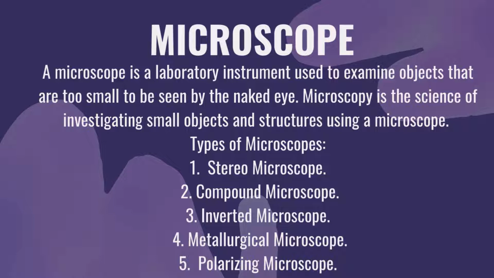Do you know? What are the 5 different types of microscopes? Number 1 is stereo microscope. Number 2 is compound microscope. Number 3 is inverted microscope. Number 4 is metallurgical microscope. Number 5 is polarizing microscope.